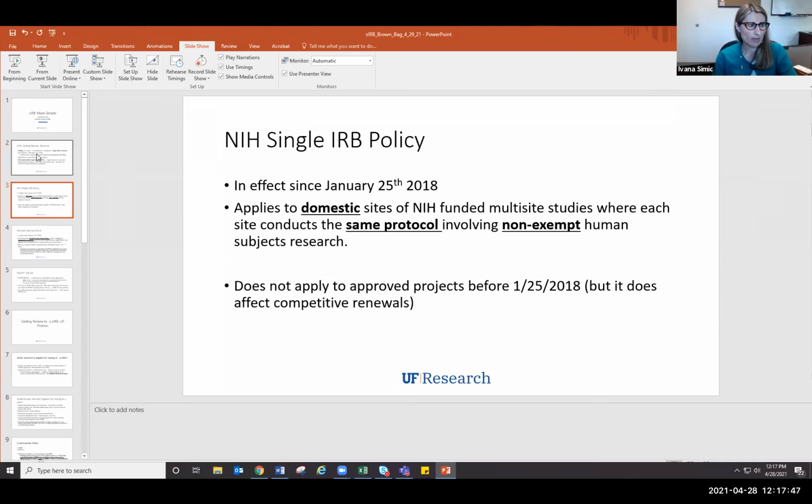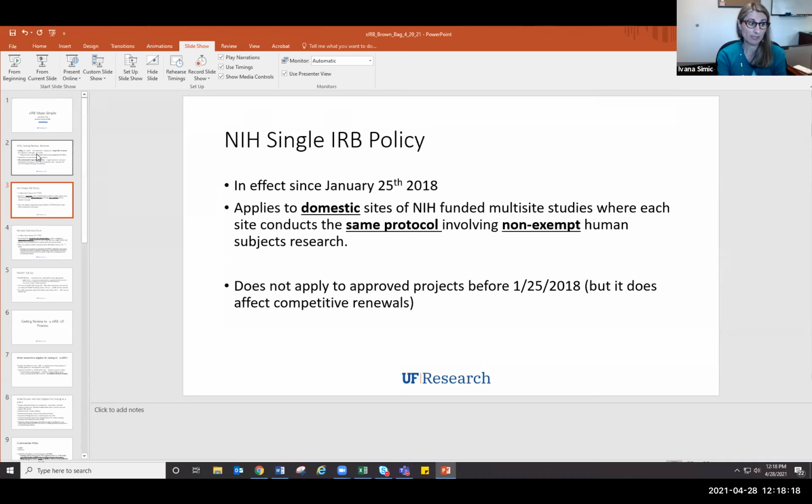Now, single IRB has been with us, that has always been a concept, obviously, but it became widely popular with NIH's single IRB policy that has been in effect since January 25th, 2018, and it applies to domestic sites of NIH-funded multi-site studies where each site conducts the same protocol involving non-exempt human subject research. So all the conditions for the single IRB requirement are spelled out in this statement.